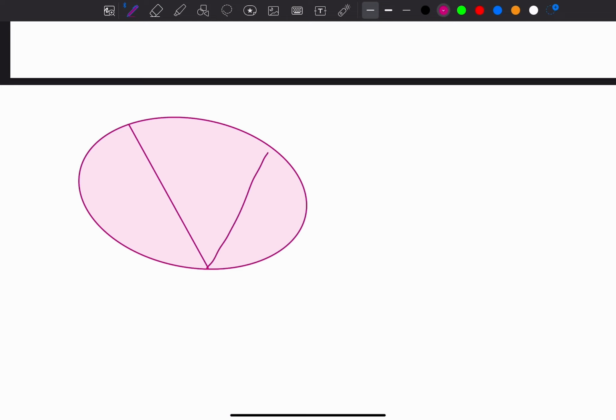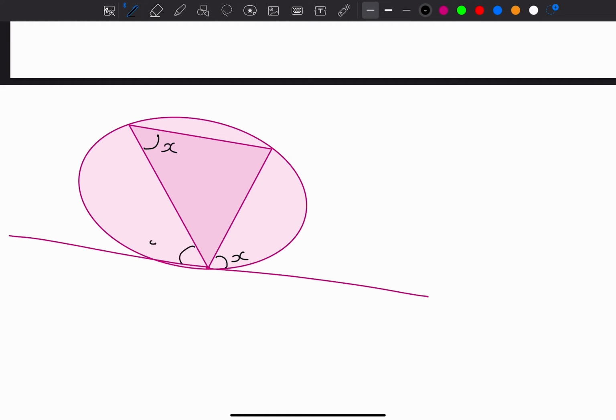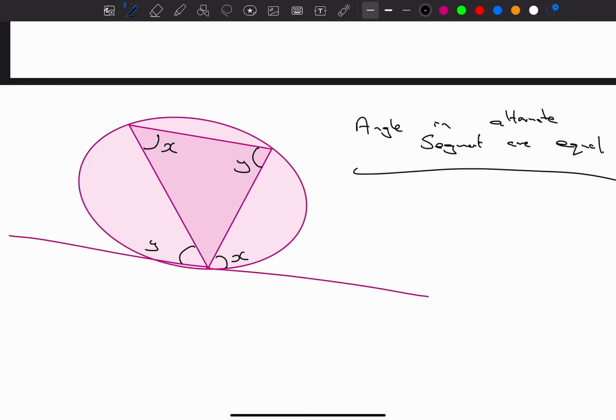It doesn't have to go through the center or anything, just a triangle inside that circle exactly. And then if this angle is x, this angle is also x. This is y, this is y. This is called angle in alternate segment are equal. That's the reason you write. Okay, angle in alternate segments are equal.